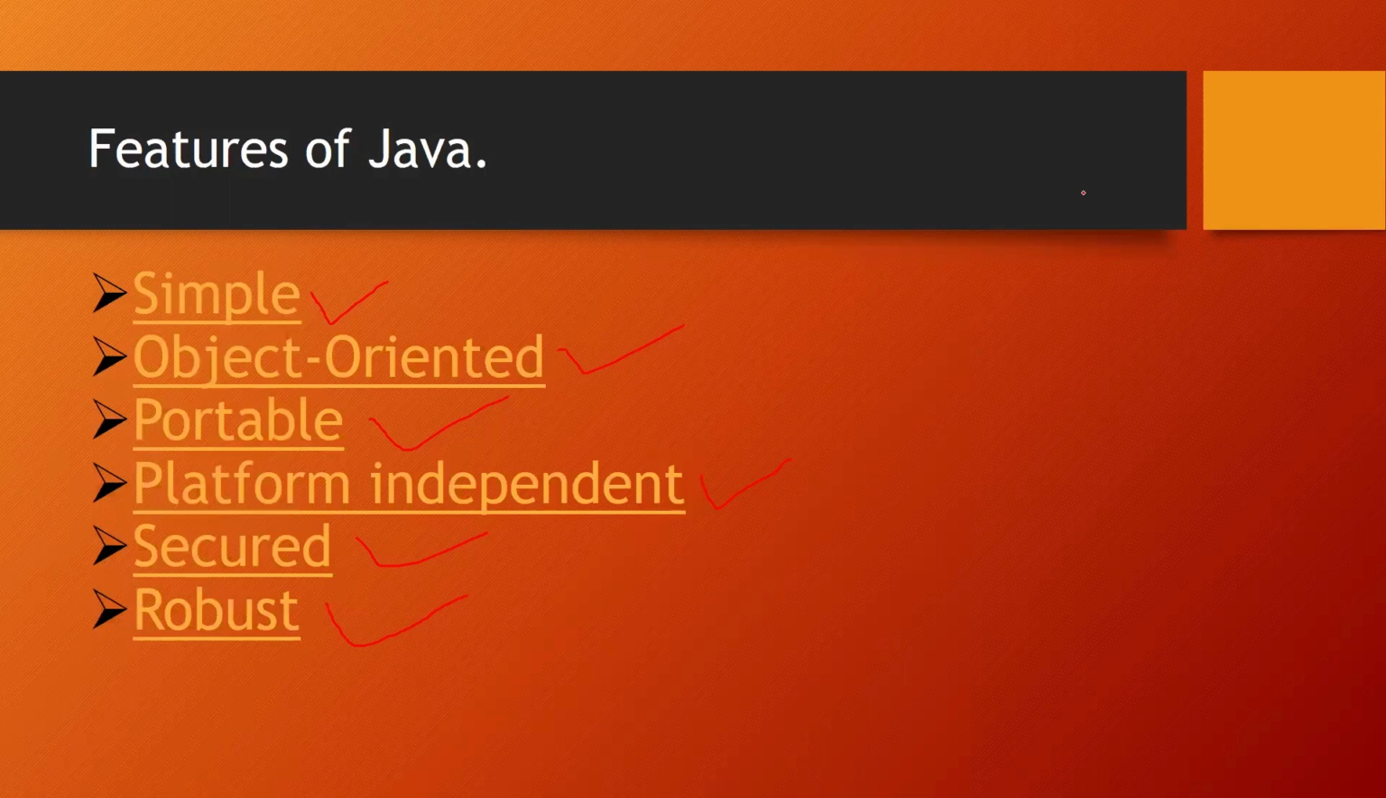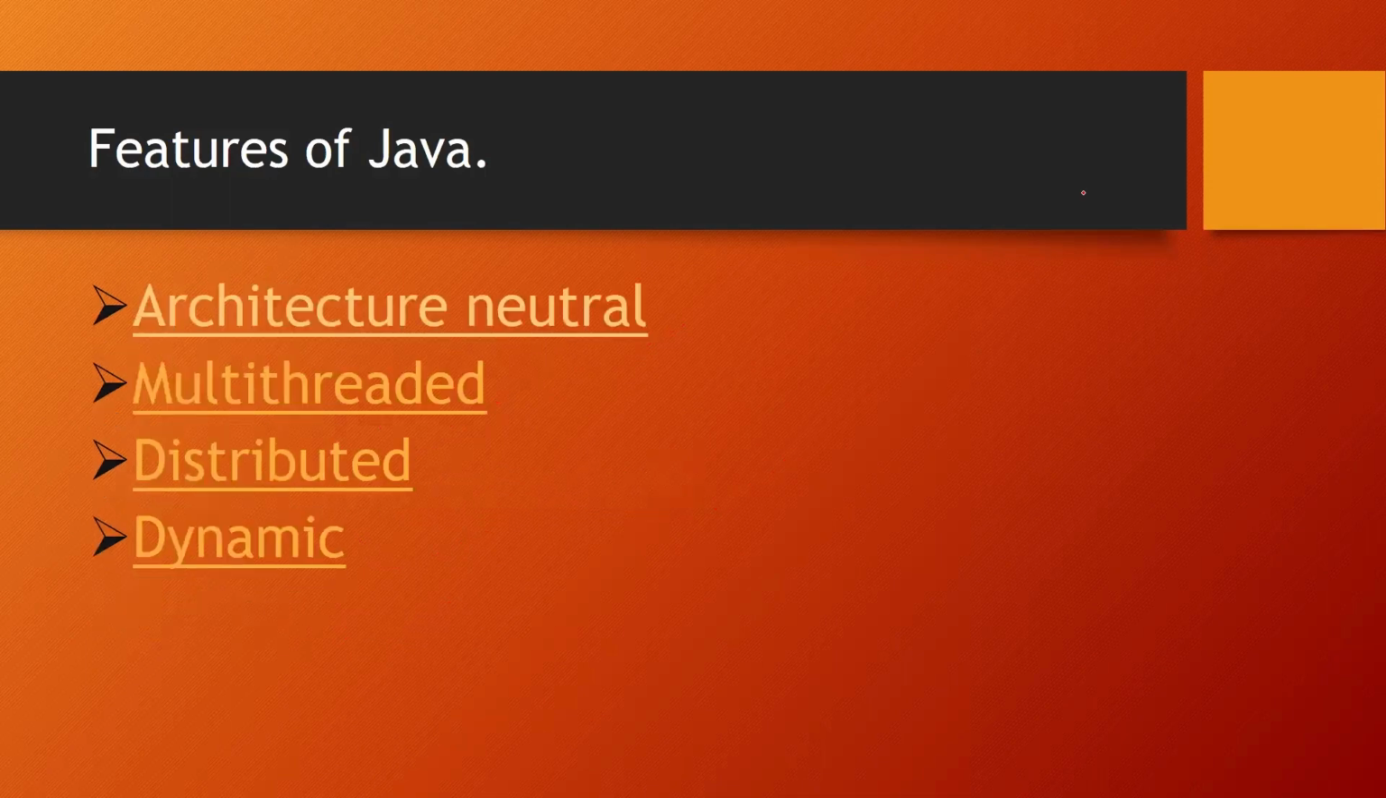Now let's see the next point, which is architecture neutral. Why is Java called architecture neutral? The name refers to neutral, like it is neutral across different architectures.